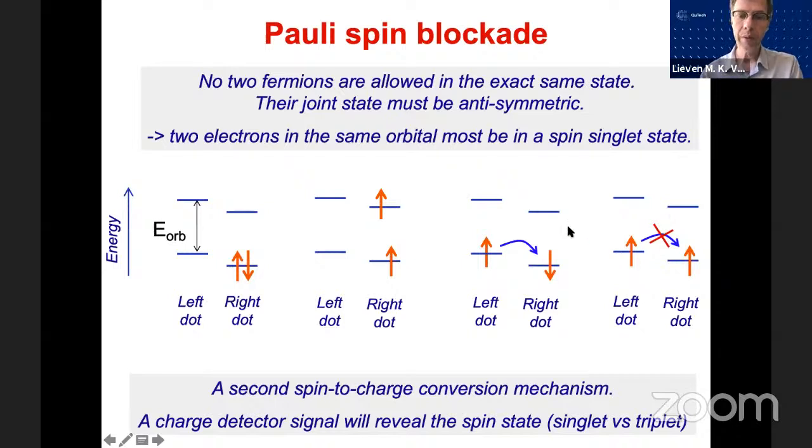So this is a different, as we call it, spin to charge conversion mechanism, whereby the electron position or occupation of the dots is made to depend on the spin state. And then just like before, if we simultaneously look at our charge detector signal, we can conclude that these 2 spins were either opposite or the same. Strictly speaking, singlet and triplet.